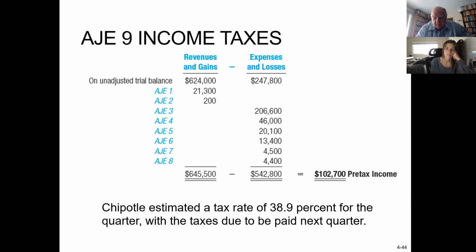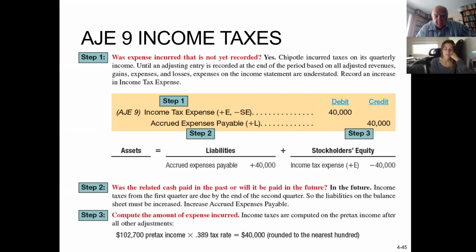So they're estimating 38.9%. Their revenues, 645,500. Expenses, this number. That's their pre-tax income. You multiply that by 0.389. I'm sure we all did that in our head just now, right? And we came up with exactly $40,000.